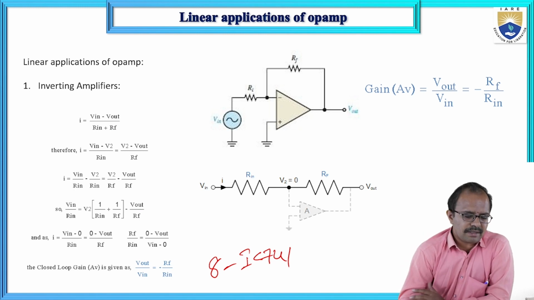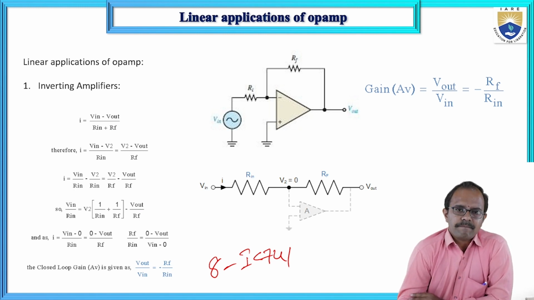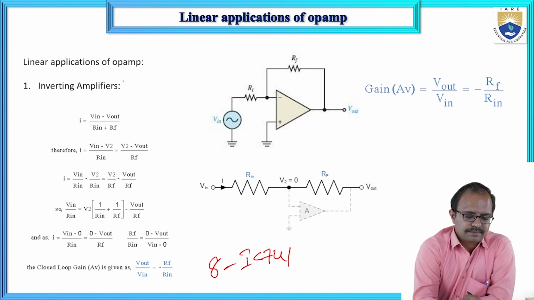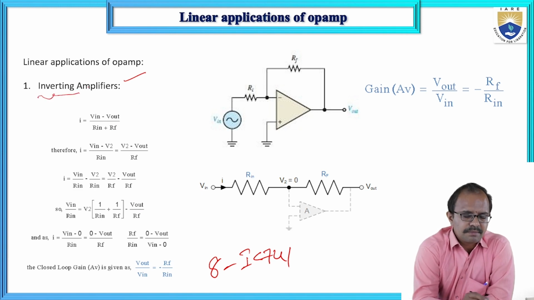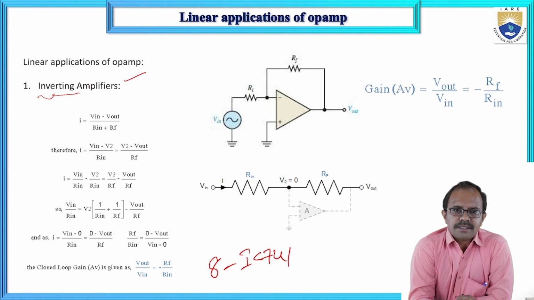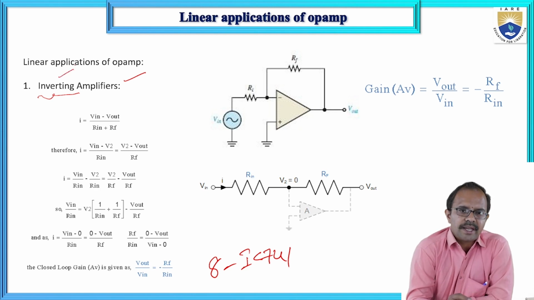See, the term itself giving some idea. So what it is? An amplifier. So what we are going to say here, we are going to design an amplifier. What type of amplifier it is? It is nothing but inverting amplifier. So the first application is nothing but the amplifier. What type of amplifier it is? It is inverting amplifier.